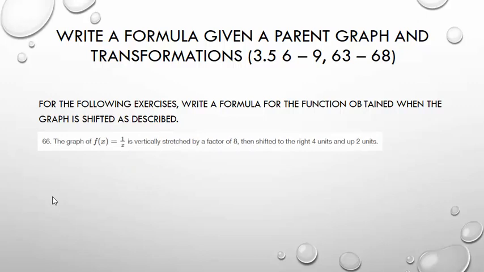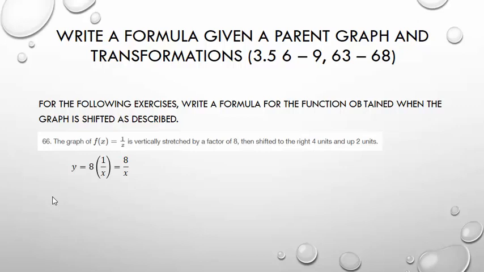Okay, let me do another one. We got the graph of 1 over x, and we're going to vertically stretch it by a factor of 8, and then shift it to the right 4 units and up 2 units. So again, I'm going to go one step at a time. If I want to vertically stretch something by 8, then I multiply the y values by 8. So I multiply the formula by 8. So y would be 8 times 1 over x, which if I wanted, I could write as 8 over x. I'm going to do that.